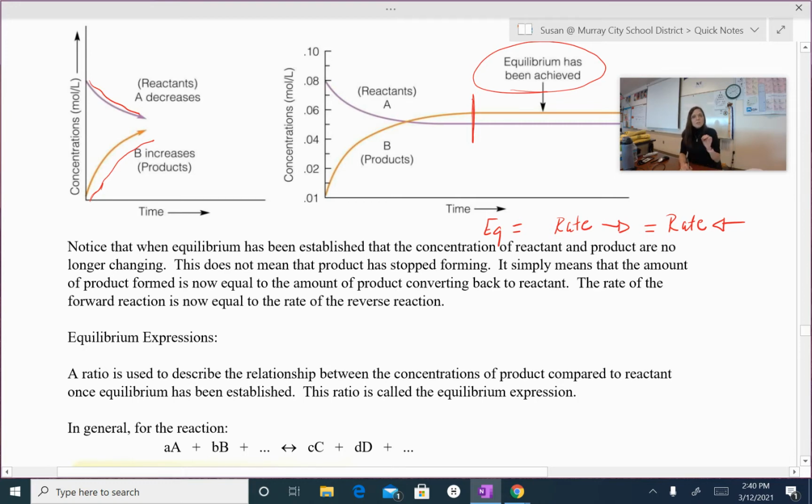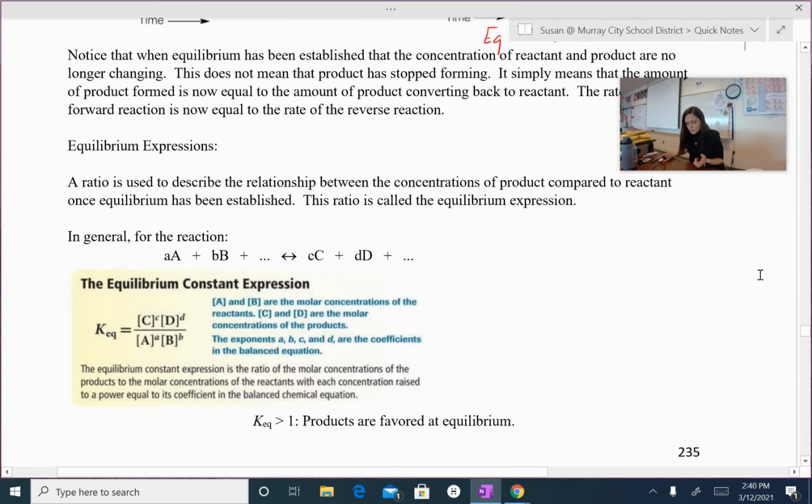Okay, so this is how we go about mathematically expressing equilibrium with concentrations, okay? Equilibrium expressions are a ratio that we use to describe the relationship between concentrations of product compared to the concentrations of the reactants once equilibrium is established. This ratio is called the equilibrium expression, okay?